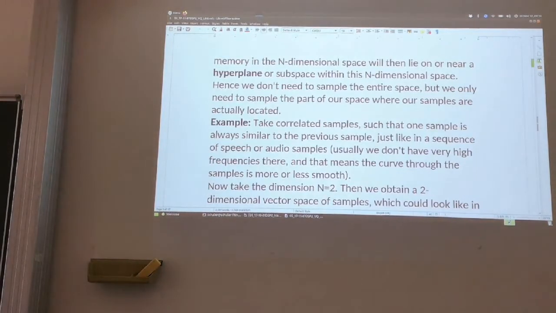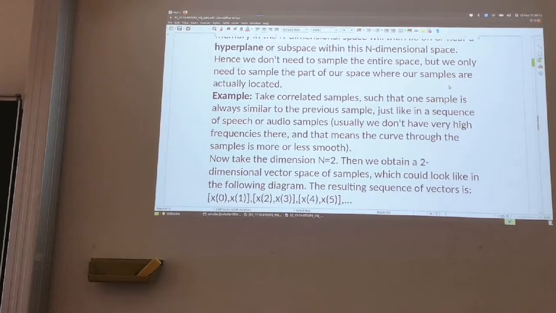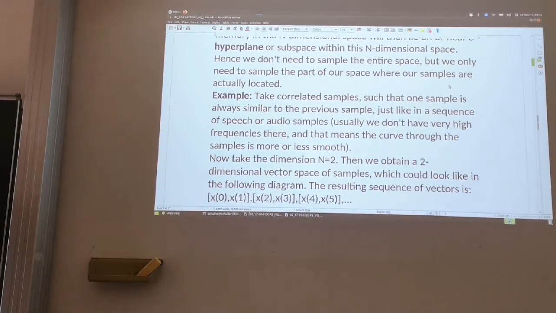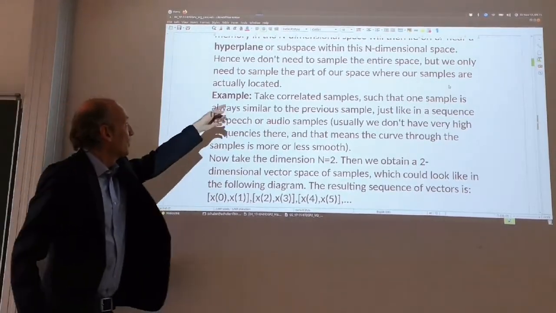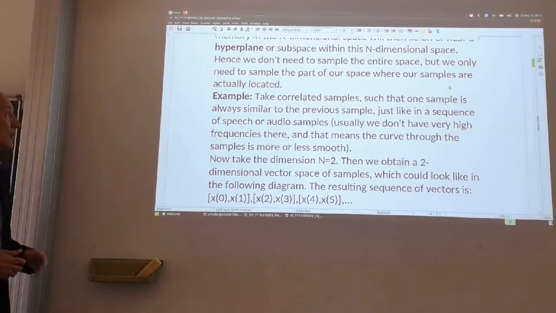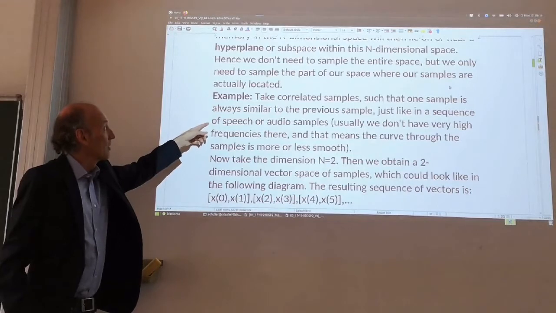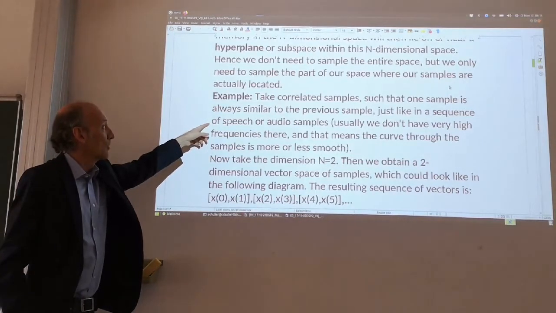And this is actually what gives us savings in bit rate or reduced distortions. We concentrate our sampling points on those hyperplanes and they are more closely together, which means less distortion. So for example, we can take correlated samples, such that one sample is always similar to the previous sample, just like in speech or audio samples.